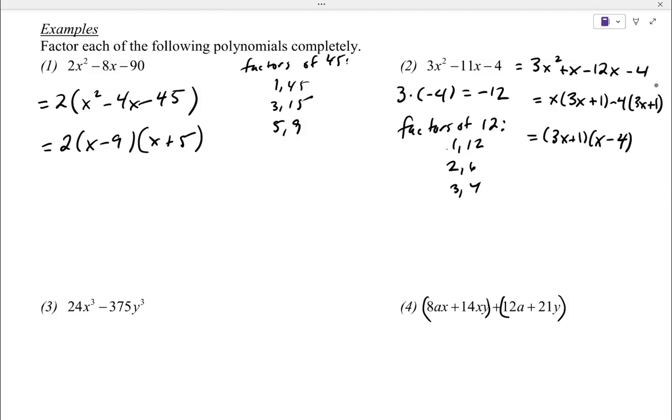The only way we have to attack something with 4 terms is grouping, right? What can you factor out of the first 2 terms? 2x, and you're left with 4a for a and 7y. All right.